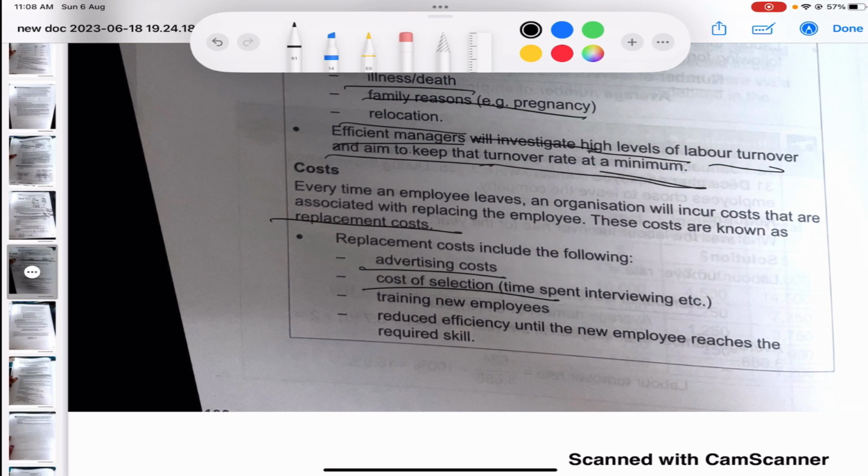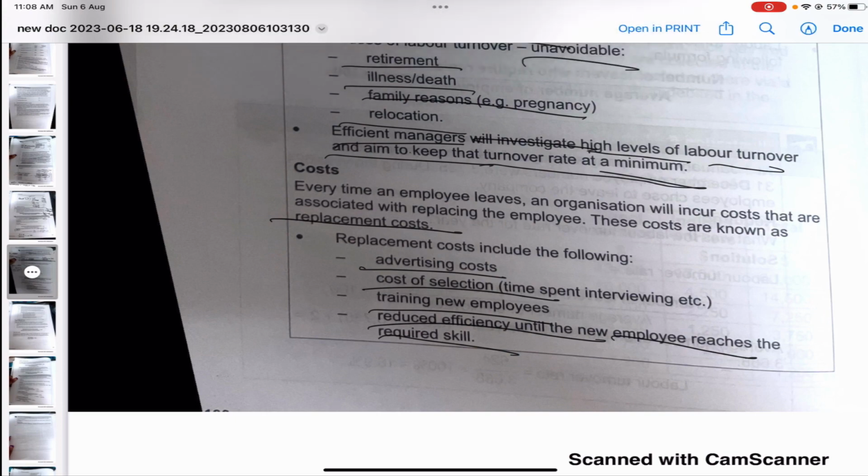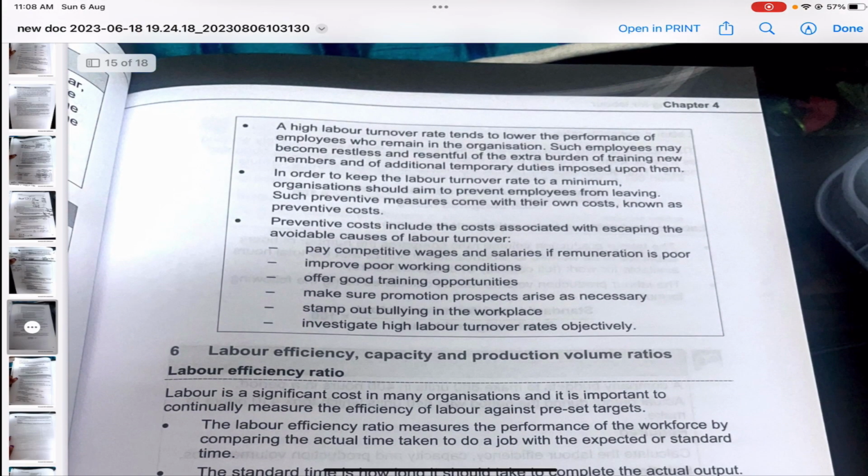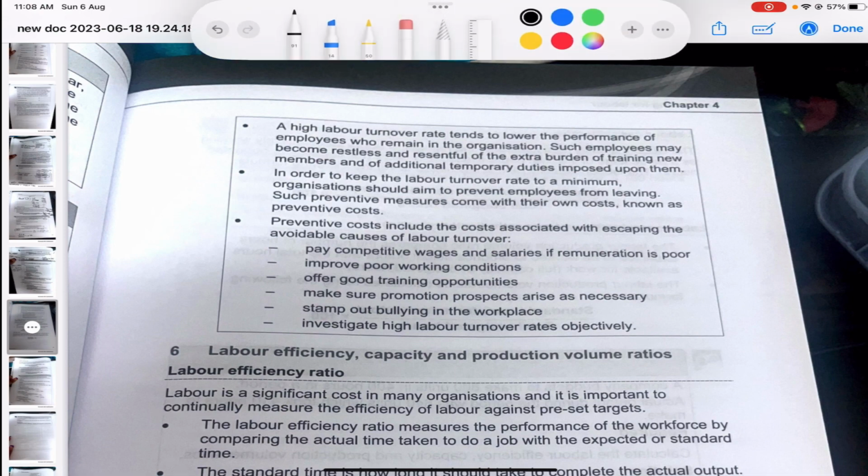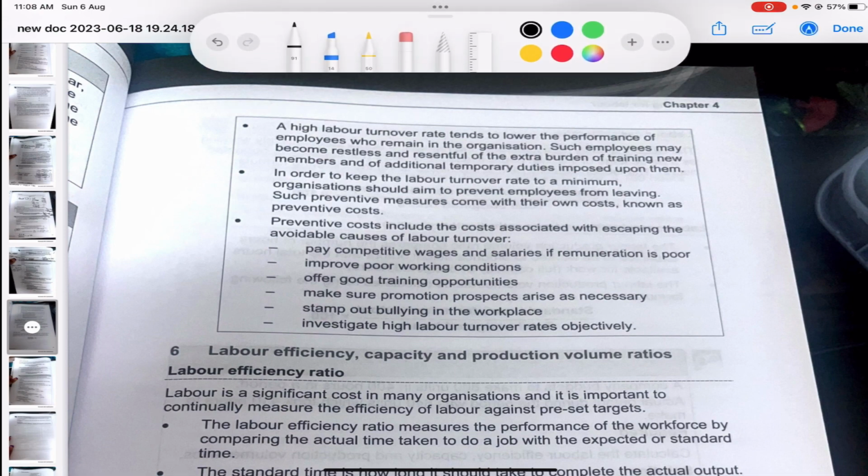You are also spending a lot of time training the new employees. So there is reduced efficiency until the new employee reaches the skill levels. These are the kinds of costs which have to be paid by the employer. A high labor turnover rate tends to lower the performance of employees who remain in the organization.